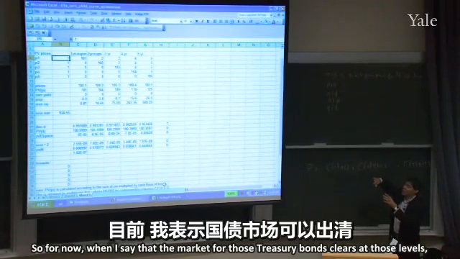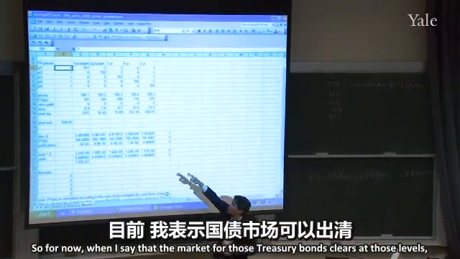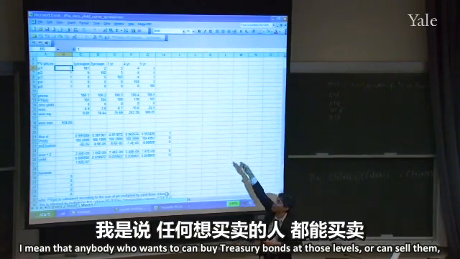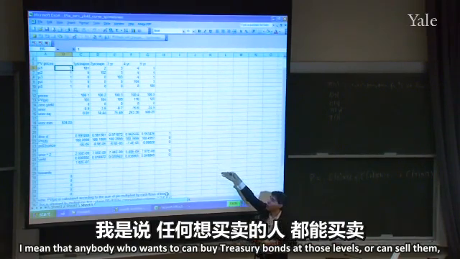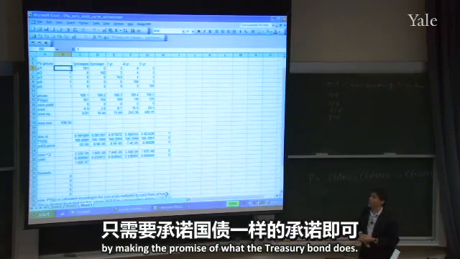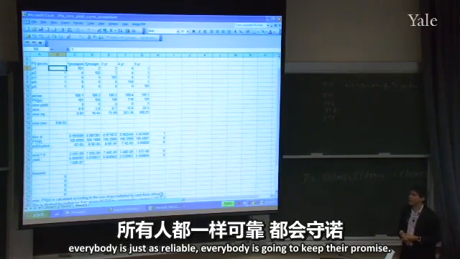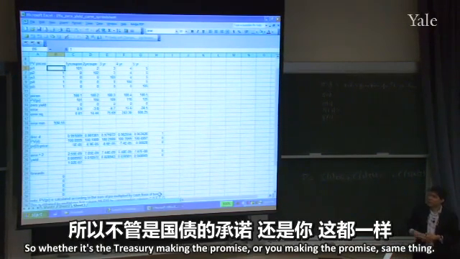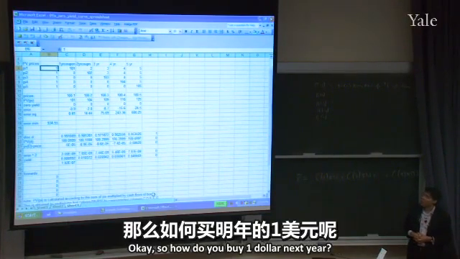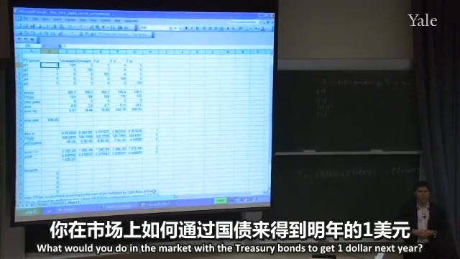So for now, when I say that the market for those treasury bonds clears at those levels, I mean that anybody who wants to can buy treasury bonds at those levels or can sell them, even if he doesn't have them, at those prices by making the promise of what the treasury bond does. Because we're assuming the government and you, everybody is just as reliable. Everybody's going to keep their promise. So whether it's the Treasury making the promise or you making the promise, the same thing. Okay, so how do you buy $1 next year? What would you do in the market with the Treasury bonds to get $1 next year?